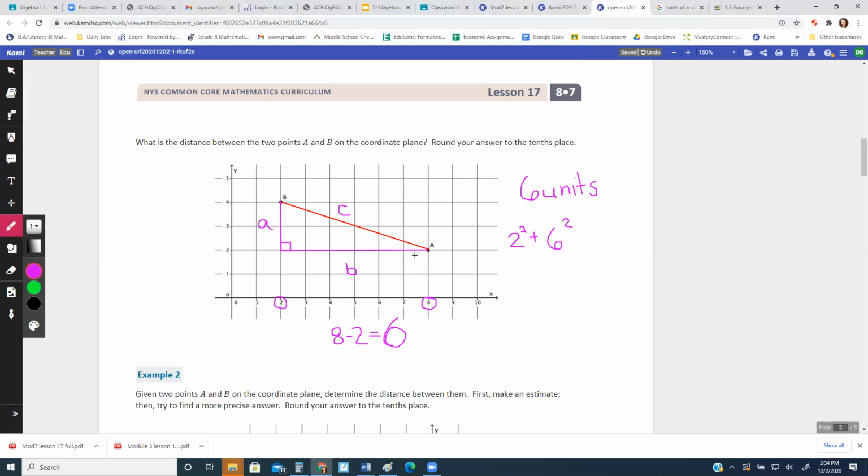To be honest with you, on ones that are this size, I usually just count, okay? So we know that 2 squared plus 6 squared equals c squared. Well, what is c? Let's do the math. So 2 squared is 4. 6 squared is 36 equals c squared. 4 plus 36 is 40.